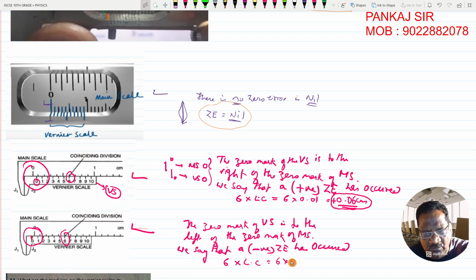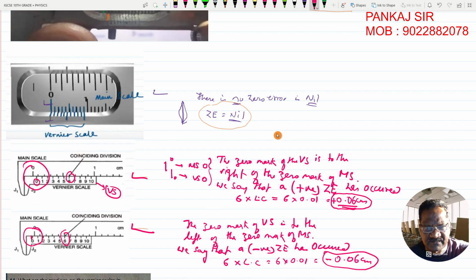So 6 multiplied by 0.01 will give me 0.06 centimeter, but being a negative zero error, I'll put a negative sign. So my negative zero error is 0.06 centimeter in this case. This is how you have to determine the zero error in any instrument, rather in a Vernier caliper. Now, what this zero error has to be done.